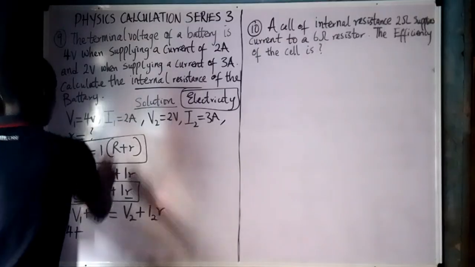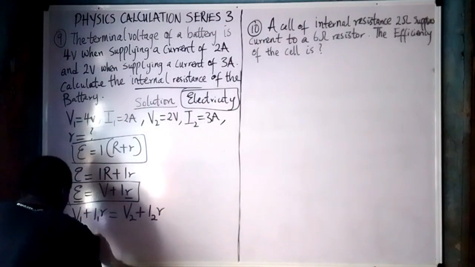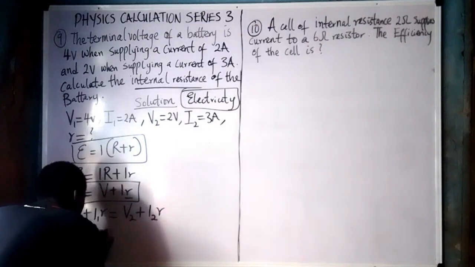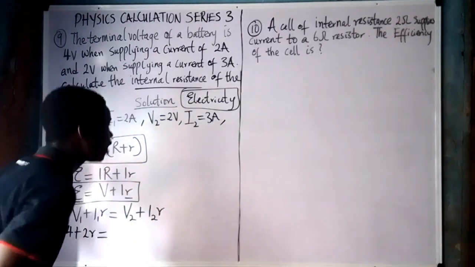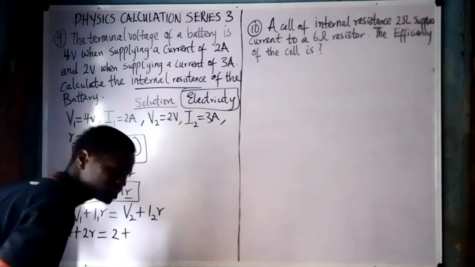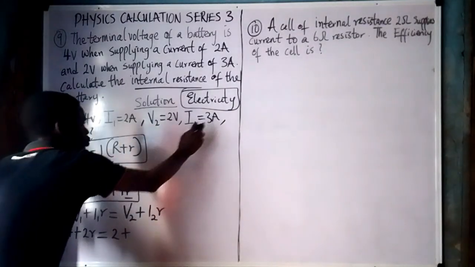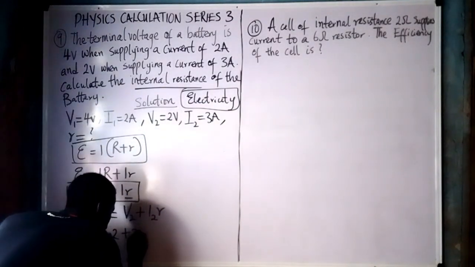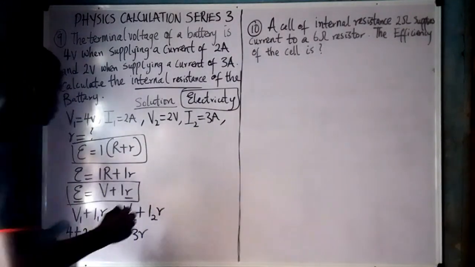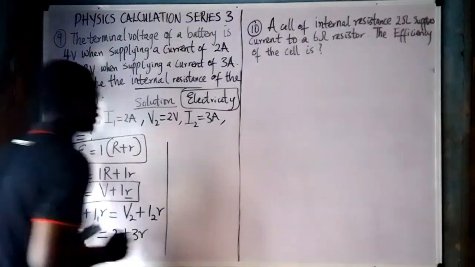So 2 times R will give us what? 2R. It will now be equal to, let's see what we have. Our V2 is what? 2. So I will say 2 plus, what is our I2? Our I2 is 3. 3 times R, 3R. So guys, we have gone a long way in this question and we are actually making good progress.